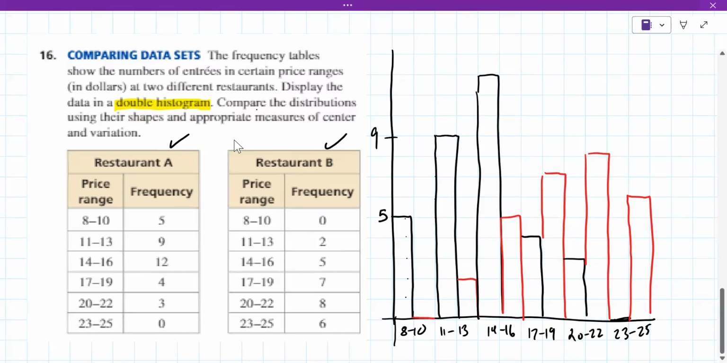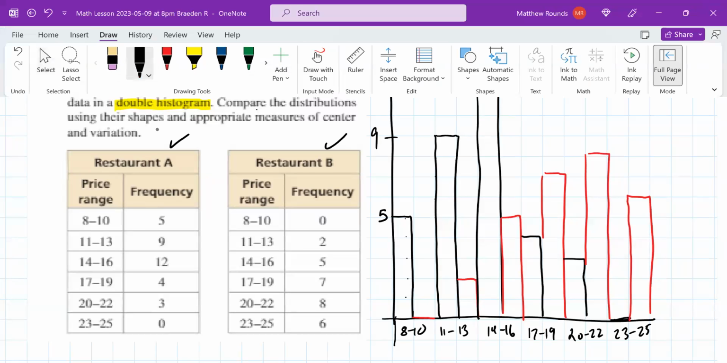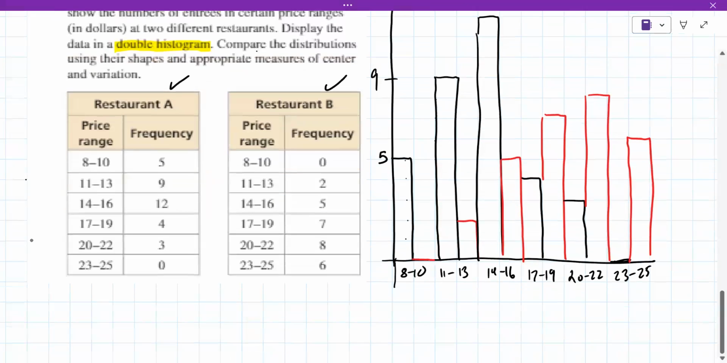All right, so next we should talk about the shape. You still with me, Braden? What? You still with me? Yep. Okay.